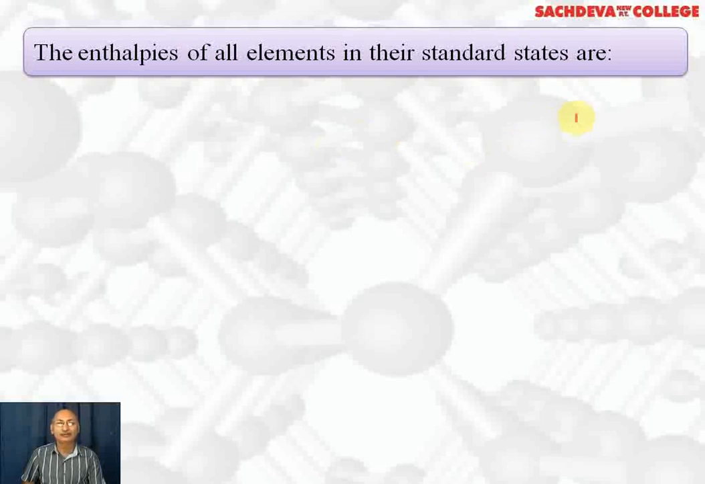Standard state means the natural state in which it occurs. For example, carbon in graphite state has 0. Similarly, iodine solid is 0. Bromine liquid is 0. So only in the standard state is their enthalpy change 0.